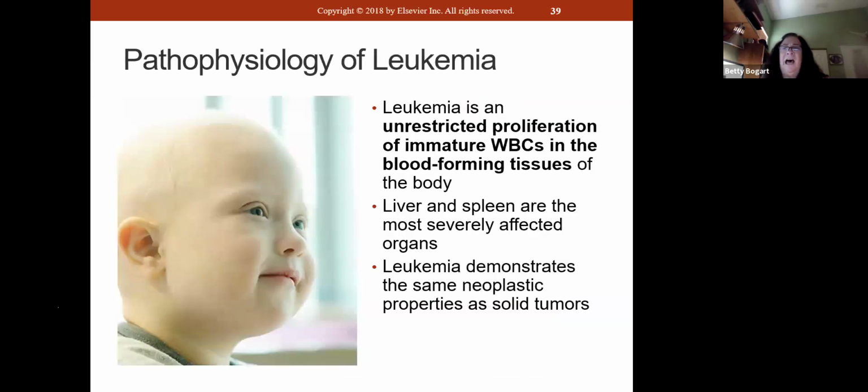Leukemia is what we call the unrestricted proliferation of immature white blood cells in the blood forming tissue. So what does it mean? Your white blood cells don't work. You don't have white blood cells. What's going to go on? You're going to get infections. You're going to get really septic and sick, right?